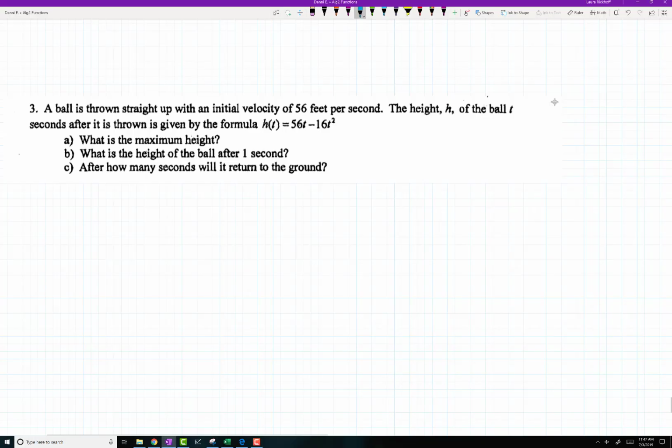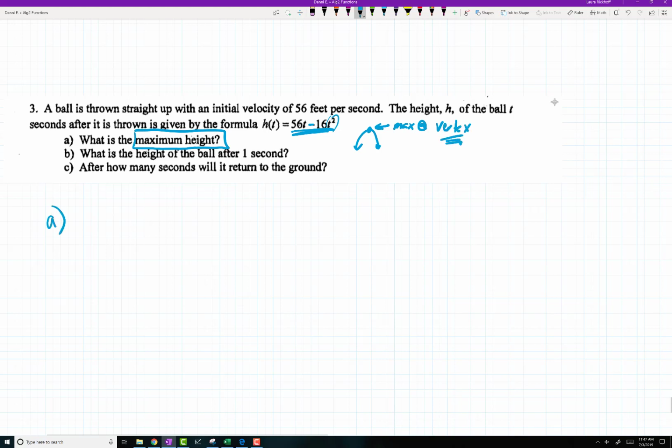All right. So when they ask you for the maximum height, when you graph this, it's a parabola because it's x squared. And because it's negative, it's an upside down parabola. So the maximum is at that point right up there, and that's the vertex.